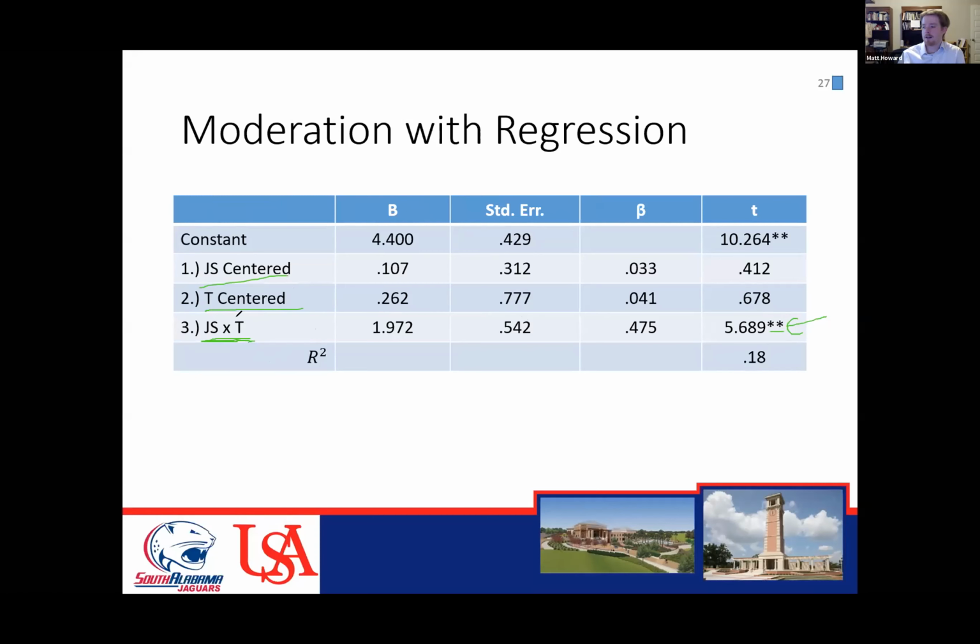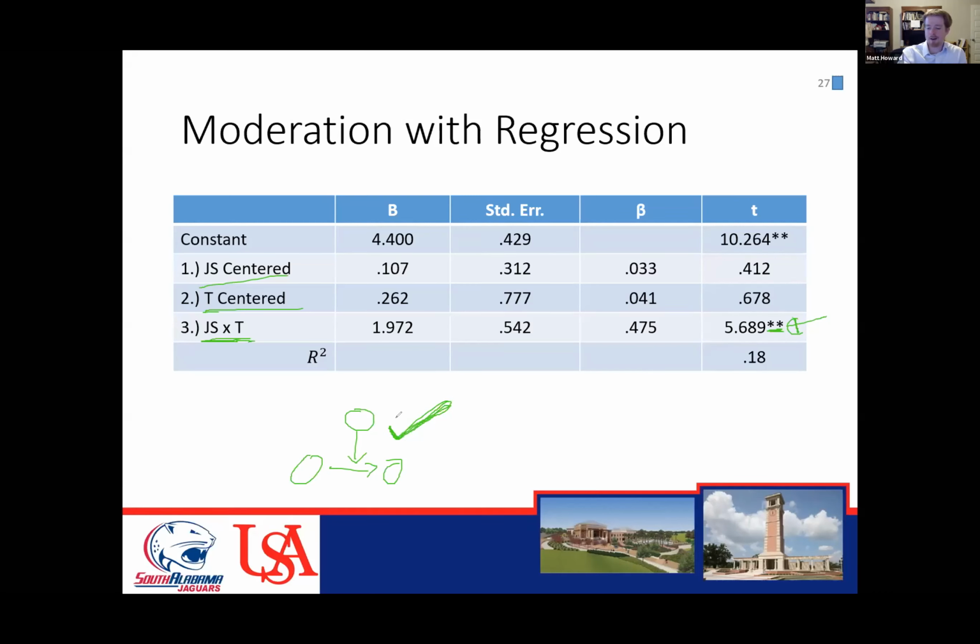That means that tenure, in this example, significantly moderated the effect of job satisfaction on our outcome variable, and we determine that through this right here. If you have a significant interaction term, you would then say you have a significant moderating effect. Therefore, for our model that looks like this, we would say we found support for that model, because our interaction term was significant, so our moderating effect was statistically significant.